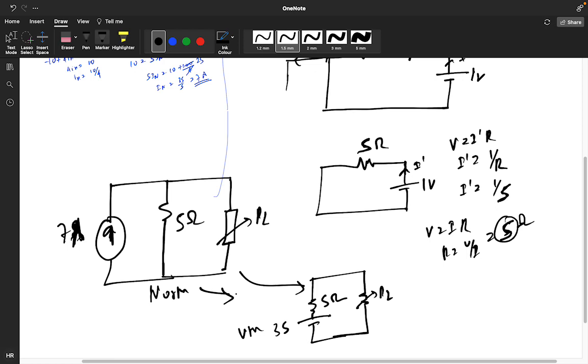Guys, this part is clear? Priyanka, is this clear? Yes, sir. Okay.